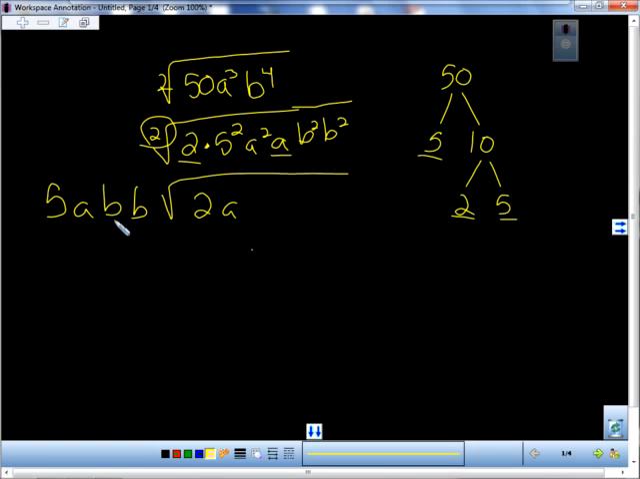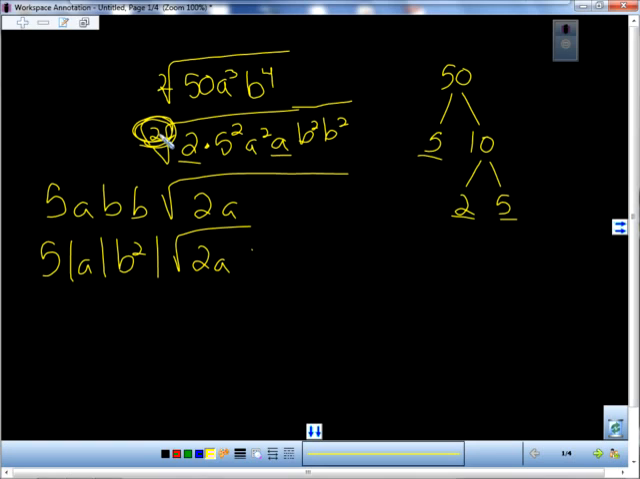Now I'm going to put my b's together and I'm going to add my absolute values into the problem. So I have 5, absolute value of a, absolute value of b squared, square root of 2a. If this is even, we use absolute value. And we don't use it if it's odd.